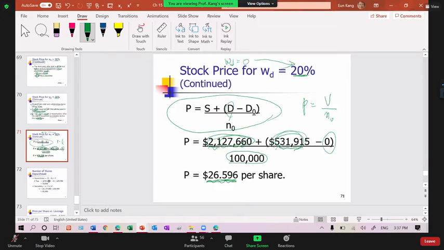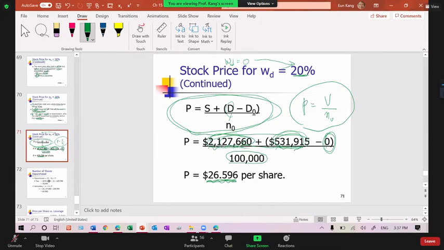Because 212,760,660 plus 531,915 is the value of the company, these two. Because D0 is 0 anyway, this way is faster. You don't have to do it the other way, okay? But we need that way when you start from a non-zero percentage to another higher percentage, then you have to use it. That's why we have to know this, okay?